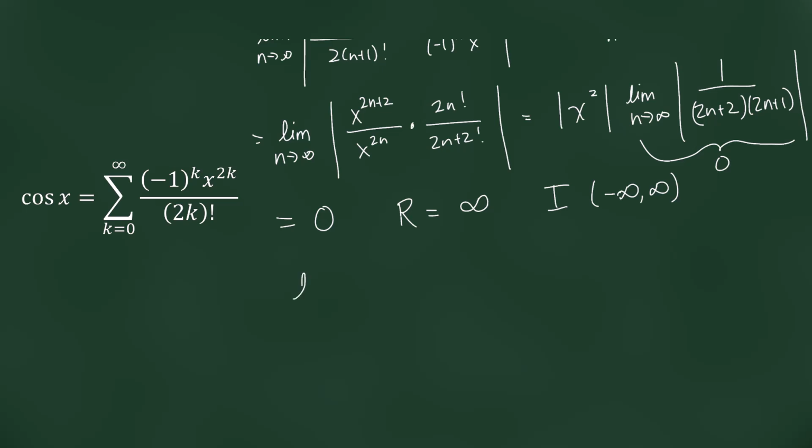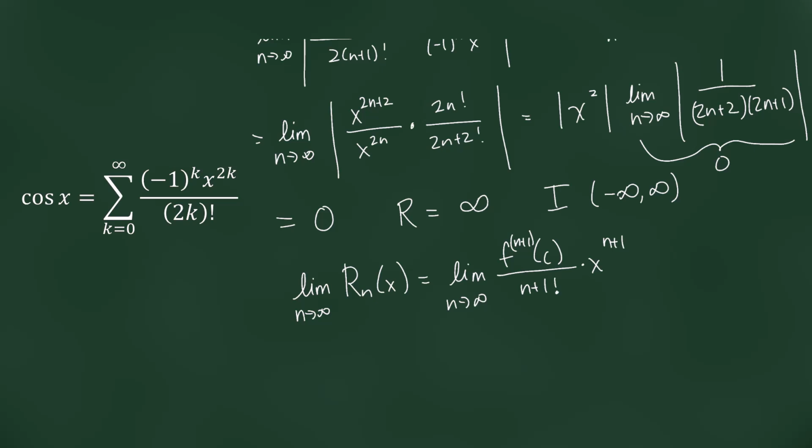So we're going to look at the limit as n goes to infinity of our remainder, or our error. That is going to equal the limit as n goes to infinity of the n plus first derivative at some value of c over n plus 1 factorial times x to the n plus 1. But just like for sine, the n plus first derivative at c, for any value of c, is less than or equal to 1, because cosine's derivatives are sine, negative cosine, positive cosine, as you cycle through for different values of n.